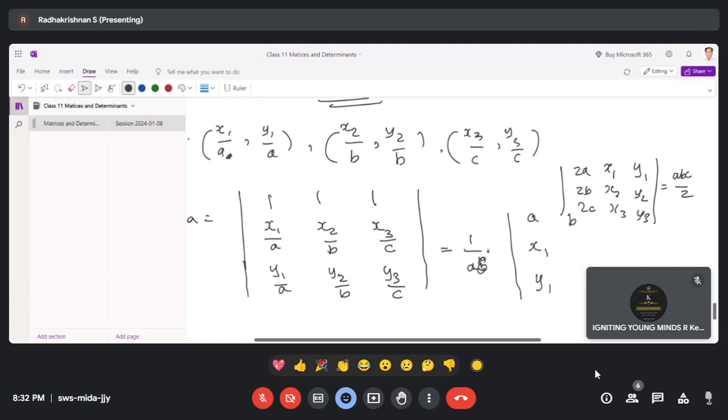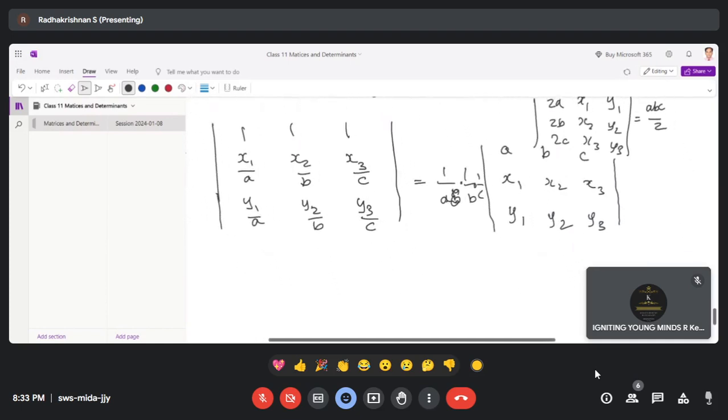For clarity purpose, I will write it as 1 by b. Now we are taking out 1 by b. So it's 1 by b into b, x2, y2, into 1 by c, x3, y3, equal to, now we can write as 1 by abc.